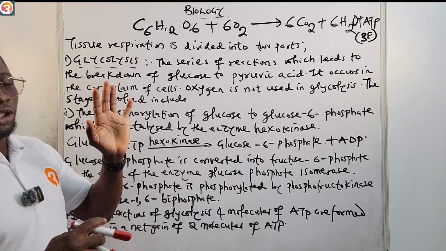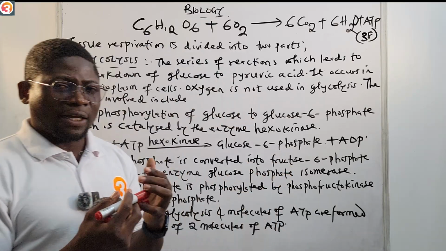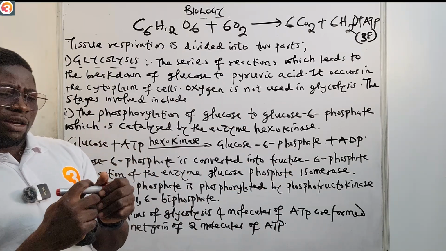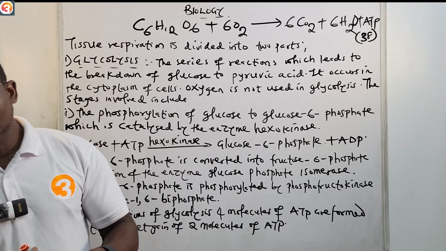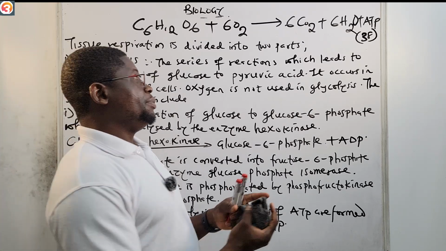So that is aerobic respiration, where oxygen is used to oxidize food or glucose to produce energy alongside carbon dioxide and water. 38 molecules of ATP are produced during aerobic respiration.